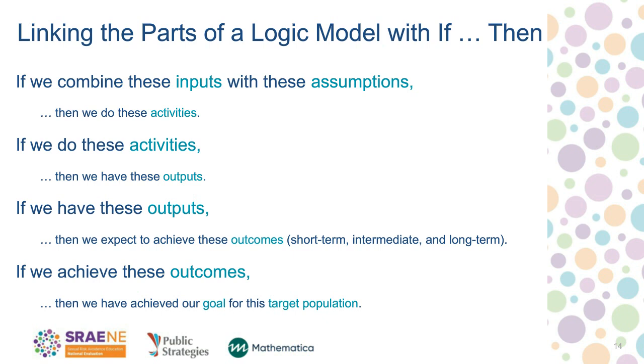So if we combine, so this is the slide, and I'm going to read it to you because this is really important to me. So if we combine these inputs with these assumptions, then we do these activities, right? You have to have your inputs to do your activities. If we do these activities, then we have these outputs. If we have these outputs, then we expect to achieve these outcomes, both short-term, intermediate, and long-term. And if we achieve these outcomes, then we have achieved our goal for this target population. So that's how those 7 pieces fit together.